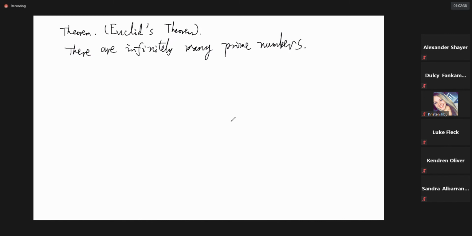There are infinitely many prime numbers. Again, this proof uses contradiction. So we assume there are finitely many prime numbers, and then we will construct a number which is a new prime number. This would be a contradiction. Okay, so let's look at the proof.